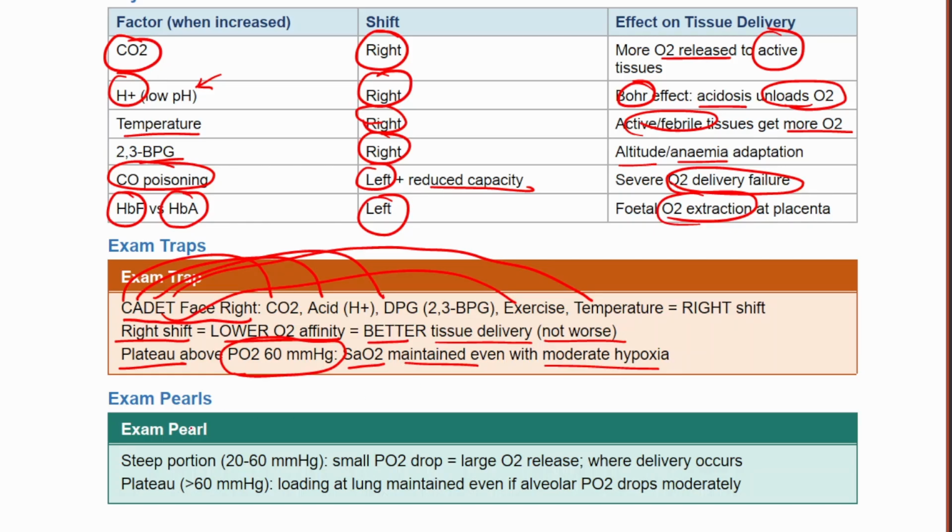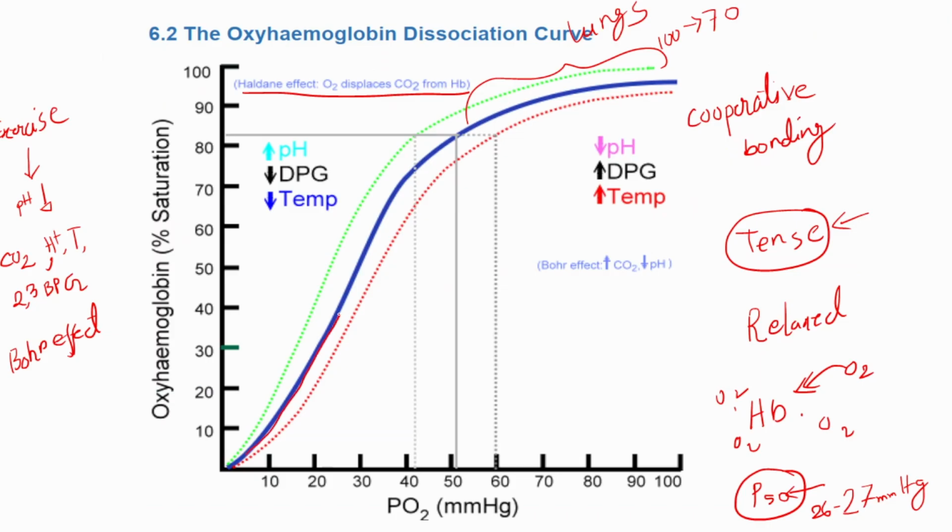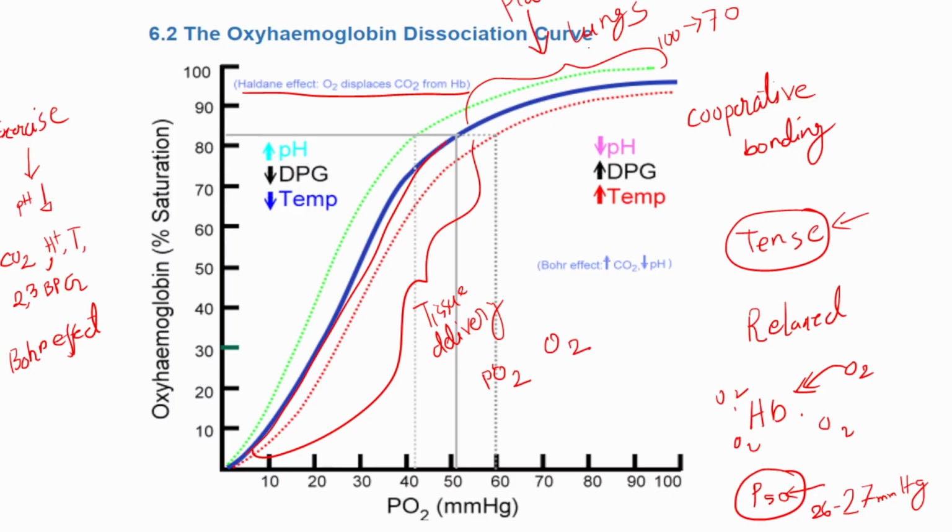Finally, lock in the core structural zones from your exam pearls. The steep portion, this portion, is precisely where tissue delivery occurs because a small drop in PO2 yields a large release of oxygen. The plateau region, this region, ensures that oxygen loading at the lung remains fully stable and secure, even if the ambient alveolar PO2 drops moderately.